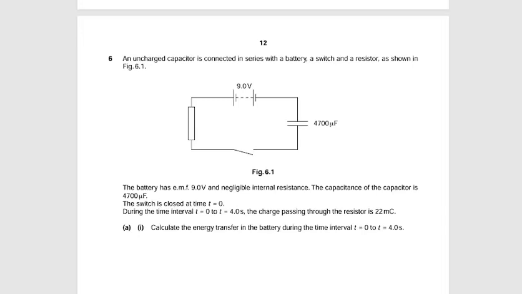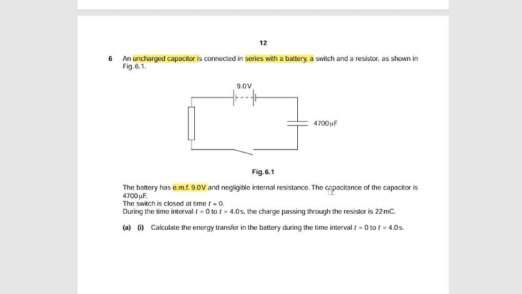Everyone, we're looking at question number 6 of summer 2014, paper 439702. The question reads: an uncharged capacitor is connected in series with a battery, a switch and a resistor as shown in figure 6.1. We have the capacitor here, the battery and the resistor. The battery has EMF 9 volts and negligible internal resistance.